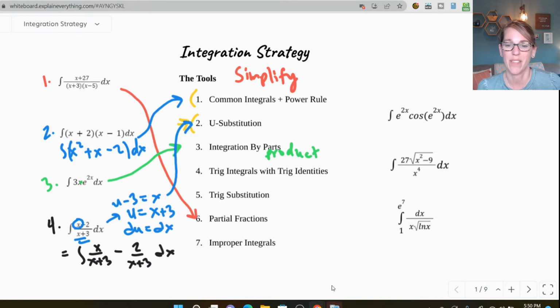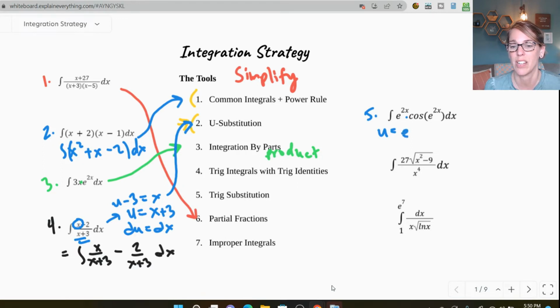On the other side, let's call this one number 5. So number 5, I've got e to the 2x cosine e to the 2x. Yeah, I do have a product, but I'm only going to use integration by parts if I have to. Can I use a u substitution? Let's go ahead and try.